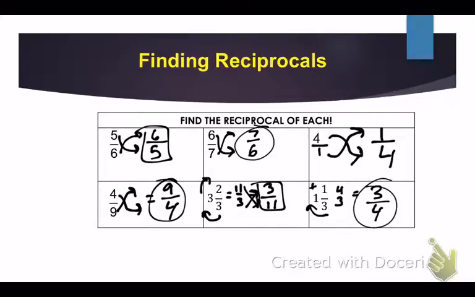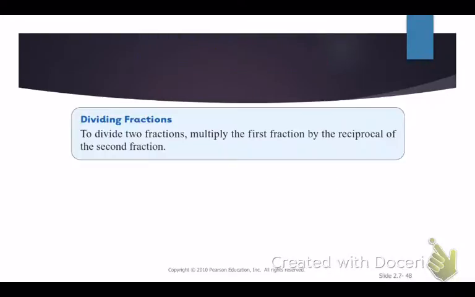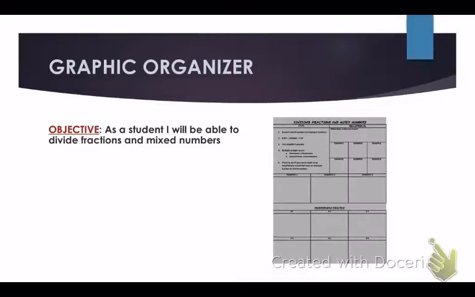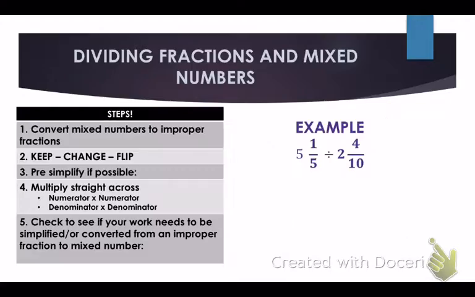Alright, now that we know what the reciprocal is, we can start getting into dividing fractions. Okay, to divide fractions, you need to multiply the first fraction by the reciprocal of the second. We're going to show you that in just a second. So your objective for the video is, as a student, you should be able to divide fractions and mixed numbers. Once again, you need to fill out this graphic organizer. The 3 examples we are about to give are right at the bottom of what you just completed. Hopefully you're ready to go.